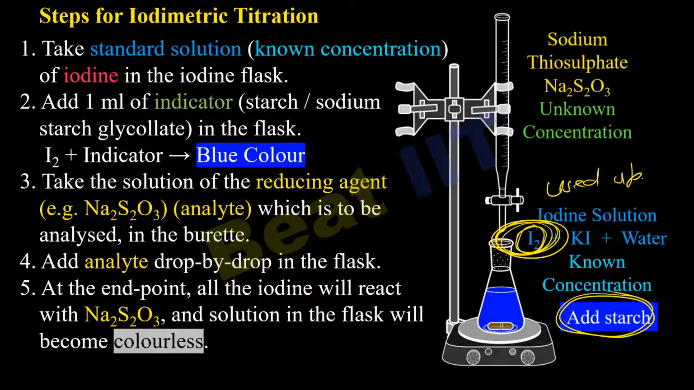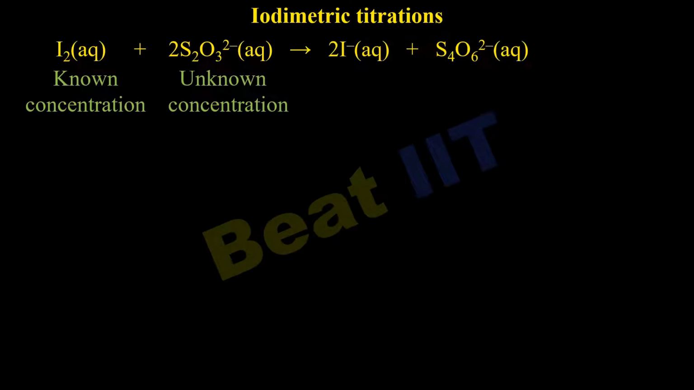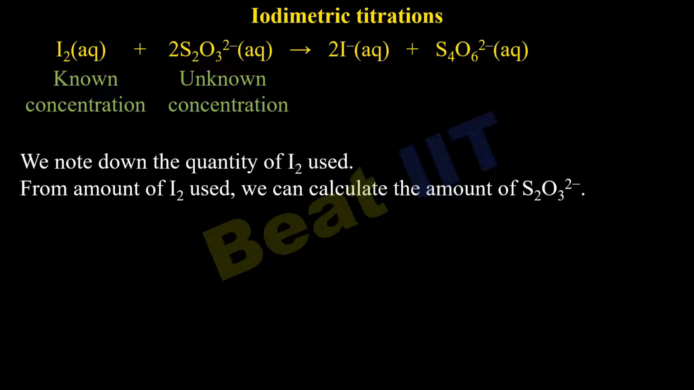From that, obviously, we have to calculate the concentration of sodium thiosulfate. How we do that, I will be talking about it. This is the reaction which happened when we mixed sodium thiosulfate into the flask. We note down the quantity of I2 used. From the amount of I2 used, we can calculate the amount of S2O3 2-, that is thiosulfate ion used.